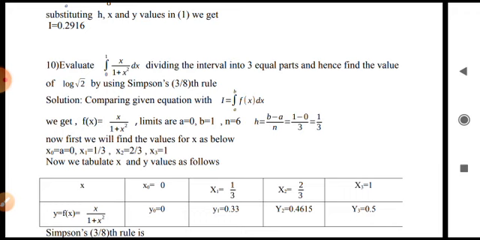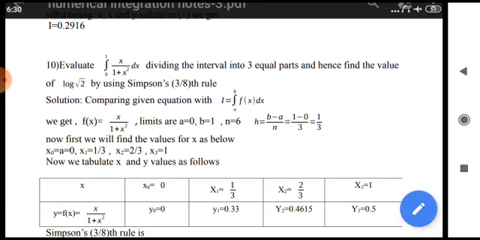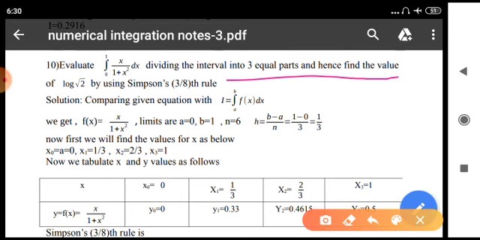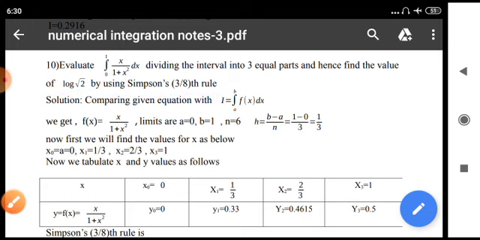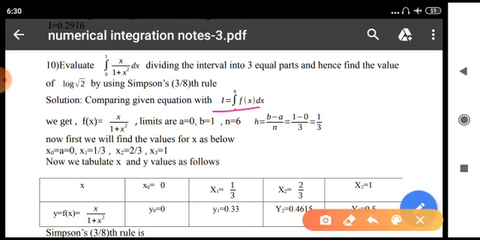Now coming to the next problem, the 10th one. Evaluate the integral from 0 to 1 of x divided by 1 plus x square dx, dividing the whole interval into 3 equal parts, and hence find the value of log of root 2 by using Simpson's 3/8 rule. First step is the same. Compare the given equation with this equation. We get f of x as x by 1 plus x square, lower limit a as 0, upper limit b as 1. n is given as 3, not 6.